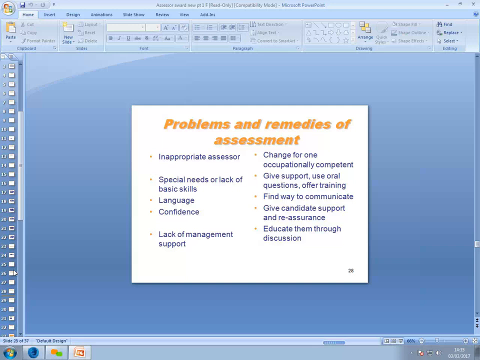If you're an IQA, then that doesn't really apply. You have to have a good knowledge of the subject, but you do not have to be occupationally competent. You just need to understand the process to see that it's been done correctly.